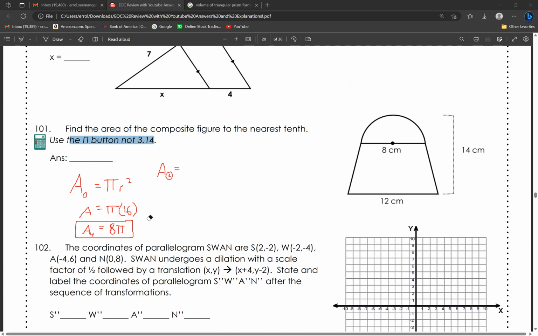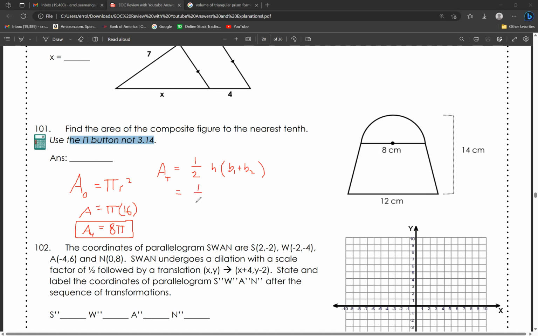Okay, we got the area of the semicircle. What's the area of the trapezoid, or whatever this shape is called on the bottom? I think it's a trapezoid. All right, what's the formula? I forget what the area formula for a trapezoid is. A equals 1/2 h, parentheses, base 1 plus base 2. Did I write it correctly like that? Yeah, just like that. That makes more sense.